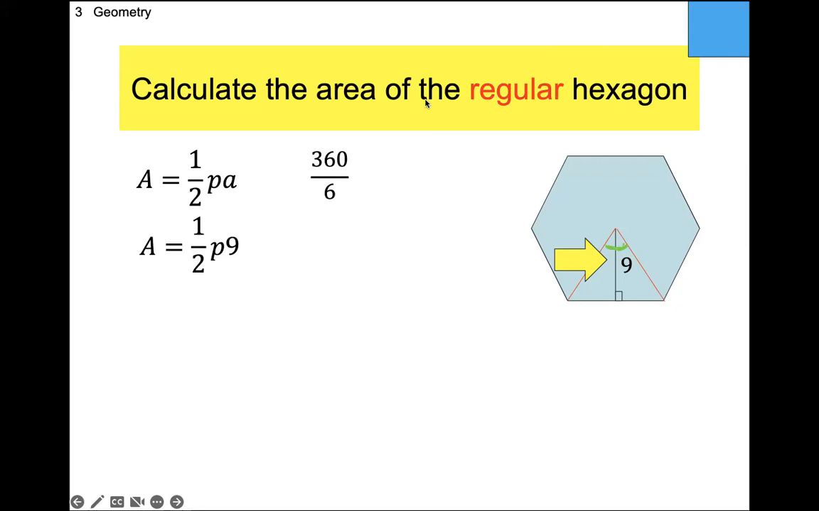So 360, there are 6 of those triangles, right? We're not talking about the small one, we're talking about the big red one right there. So there's 6 of those triangles. So let's see, 6 goes into 360, that would be 60 degrees. And that would be the entire green thing would be 60 degrees, right? So we want half of that. So let's see, half of 60 degrees would be 30 degrees.